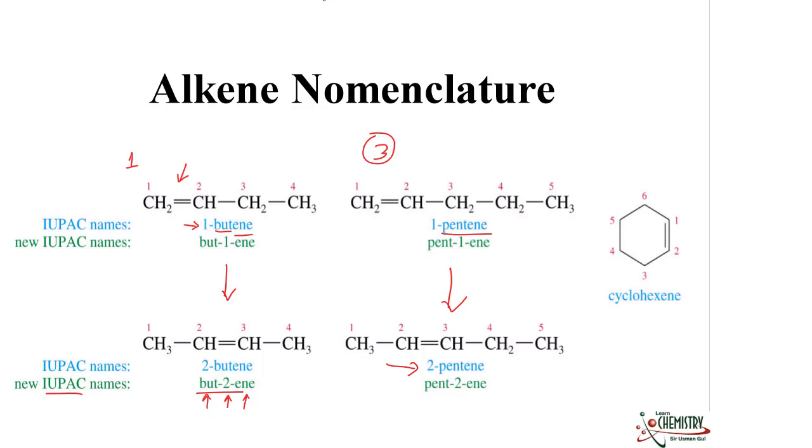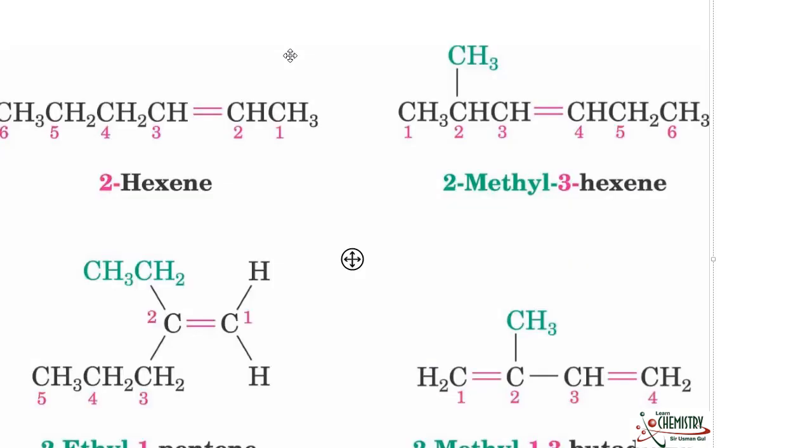Now this is a very simple example of nomenclature. Now let's talk about another type of alkene. Now you can see it is a cyclic compound, and in this cyclic compound we have only one double bond. Now you can see this is the next example, example number 5. In this example there are 6 carbons.